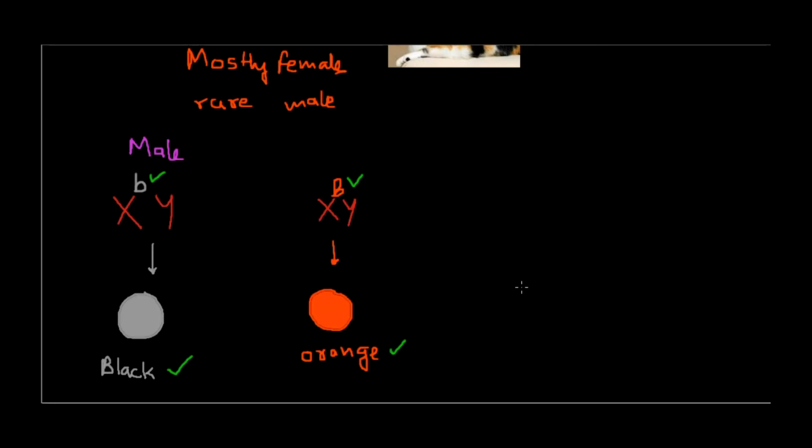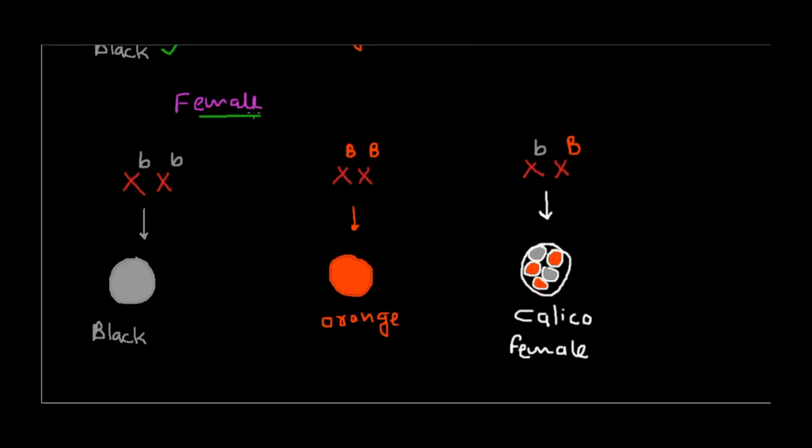Now, how male calico cats can be there, we will see in a while. First, we will see what happens in case of female cat. So, what happens in case of female? There can be three cases. Either both the X chromosomes contain the allele for black color pigmentation. In that case, you will have a black color cat. In case both the X chromosomes have the allele for orange color pigmentation, the cat is going to be orange. But in case where it is heterozygous, that means it has one allele for black color pigmentation and one for orange.